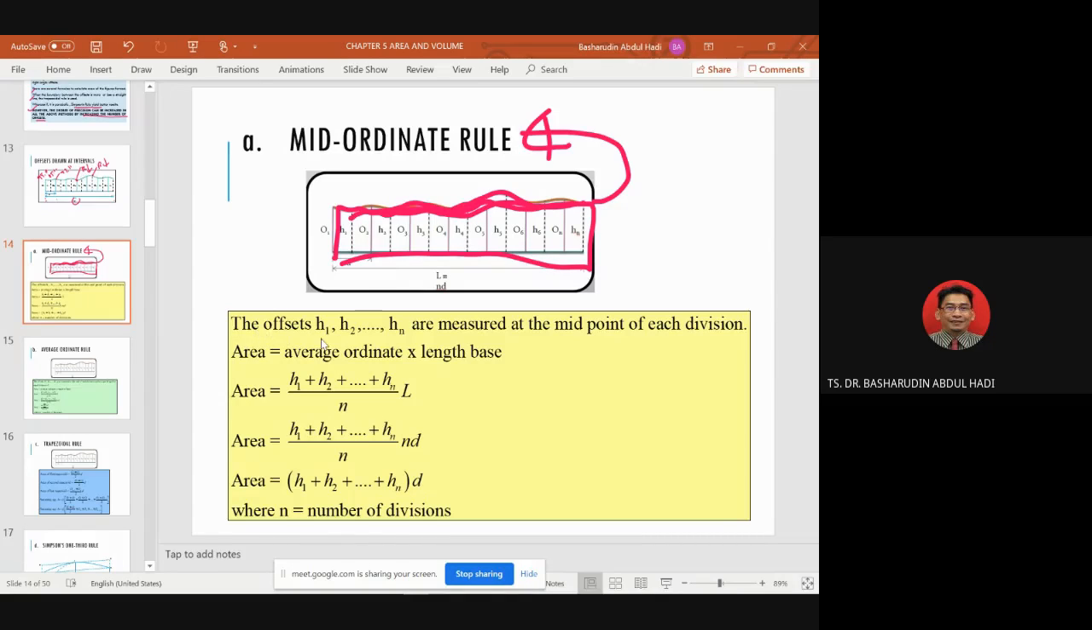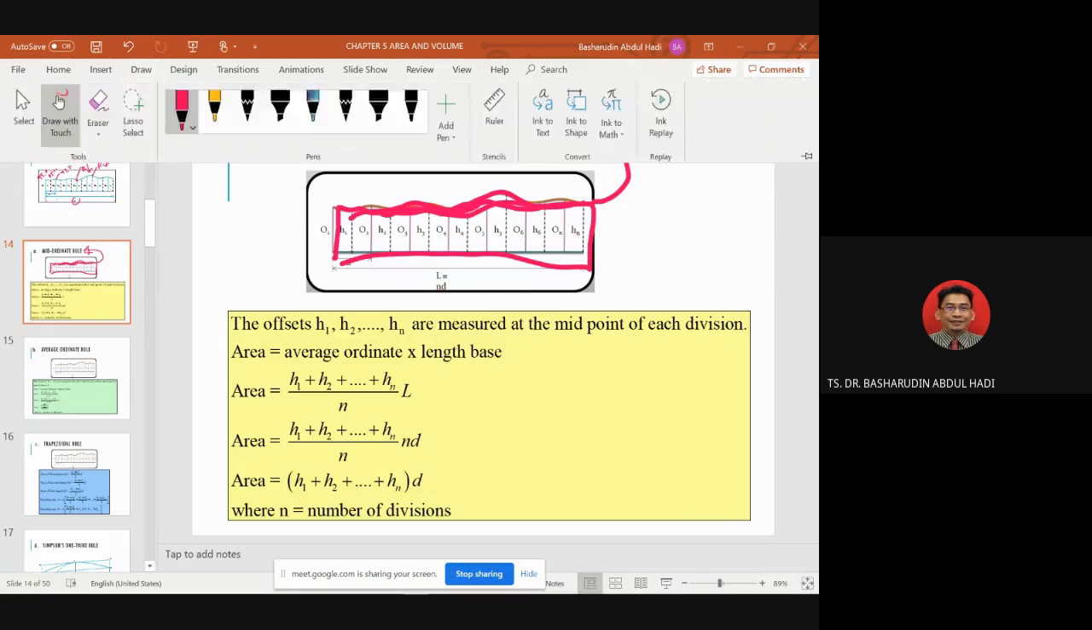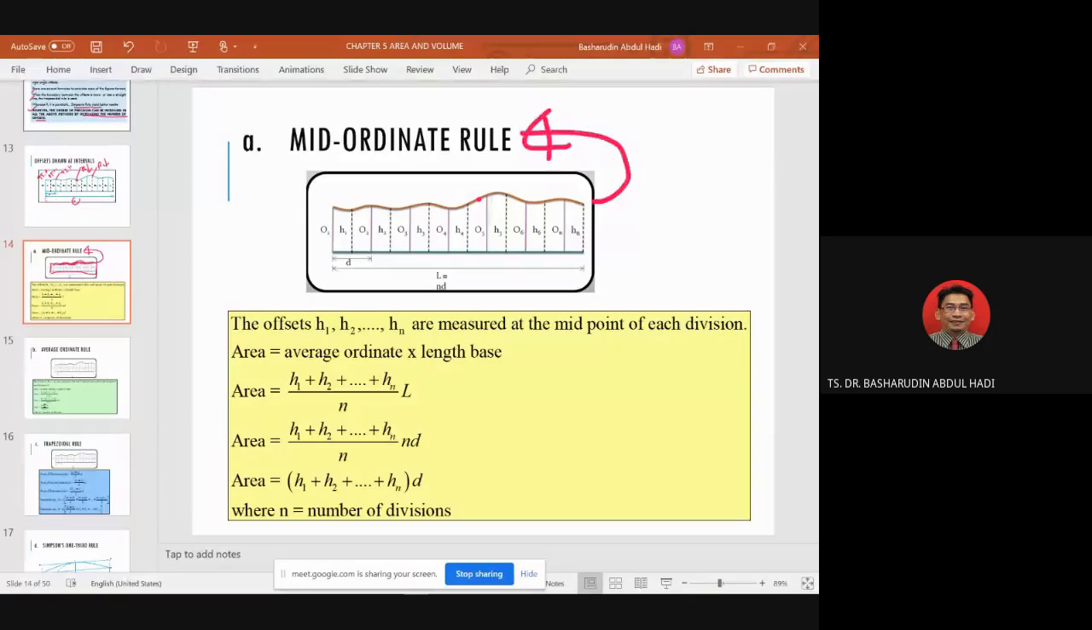Okay, the offsets H1, I think I should erase to make sure that you can follow me. Okay, that's good. The offsets H1, H2, H3, you know that, this line. The offsets H1, H2, and Hn, the last one. So this one is actually Hn minus 1 because it is the second last. This one is the last one.